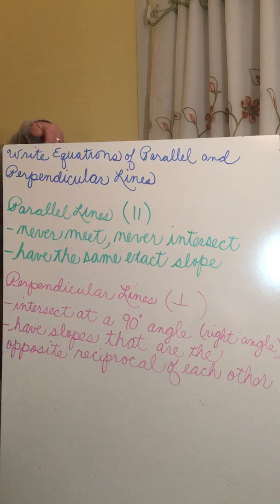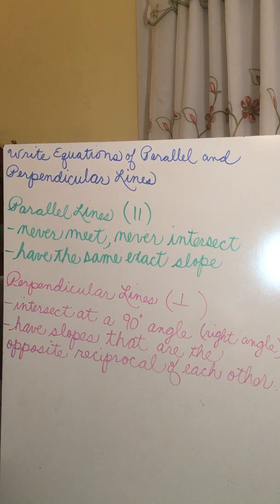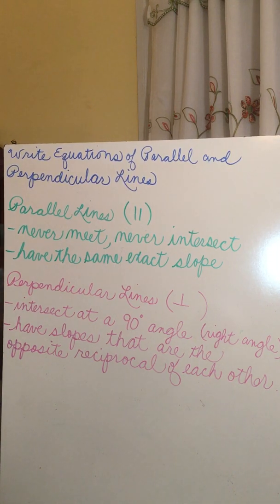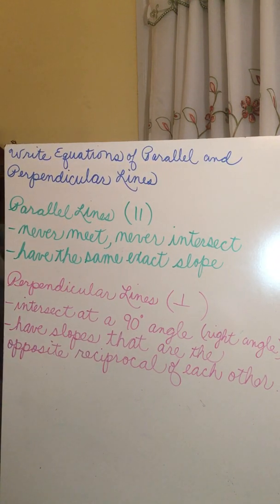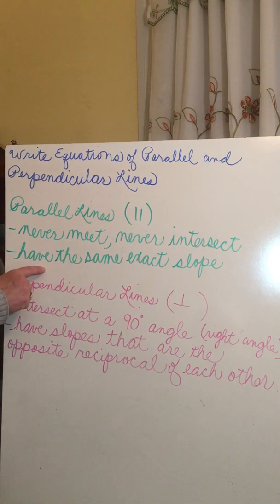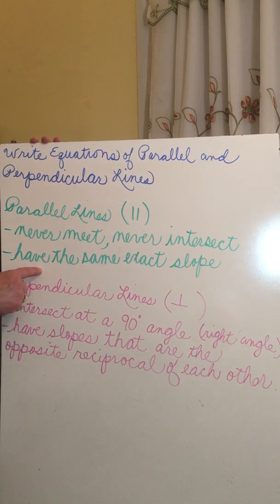This next lesson is called Writing Equations of Parallel and Perpendicular Lines. Before we start anything, I just want to make sure you understand what parallel and perpendicular lines are. Parallel lines never meet, they never intersect, so they will go on infinitely and never cross paths. Something to note about parallel lines is they have the same exact slope.